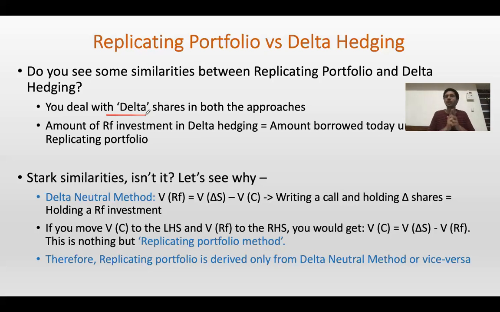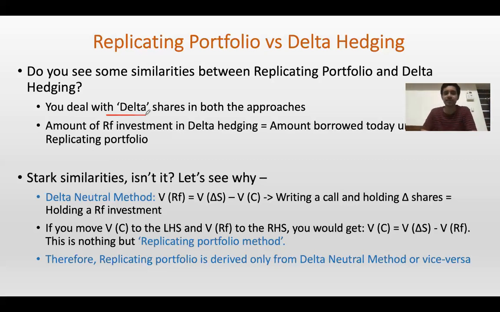So under both the approaches at t equal to 0, which means today, we hold delta shares, right? Because under the delta hedging approach we were holding delta shares, and under the replicating portfolio approach we were borrowing and also holding delta shares. So the first similarity is that we were holding delta shares in both the approaches.